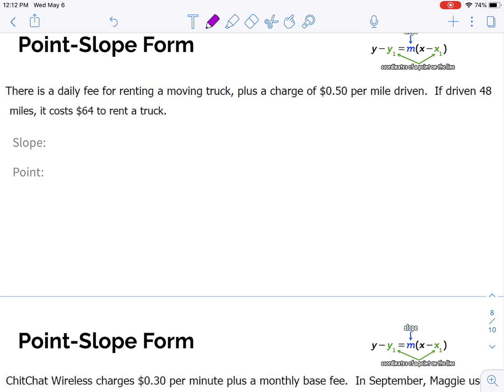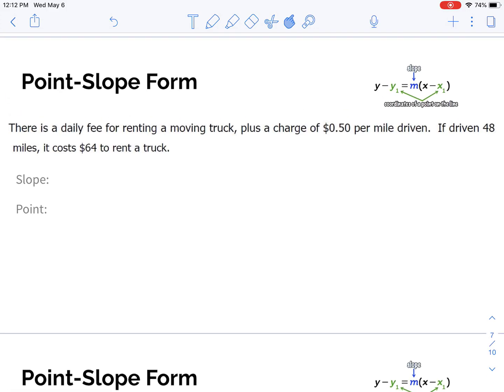What if I have to write these in an equation, or I have a word problem? It says there's a daily fee for renting a moving truck plus a charge of 50 cents per mile driven. If driven 48 miles, it costs $64 to rent the truck. Well, if we're going to write this in the point slope form, let's quickly talk about what's the point and what's the slope that we're given, okay? So let's talk about, I've got the slope.